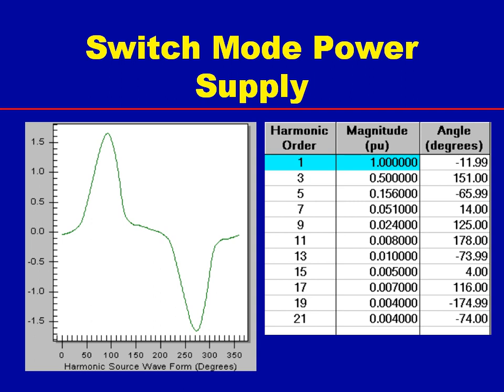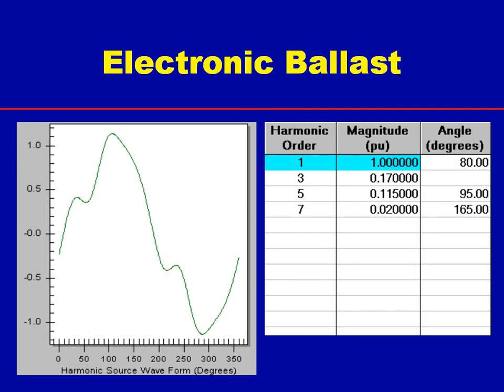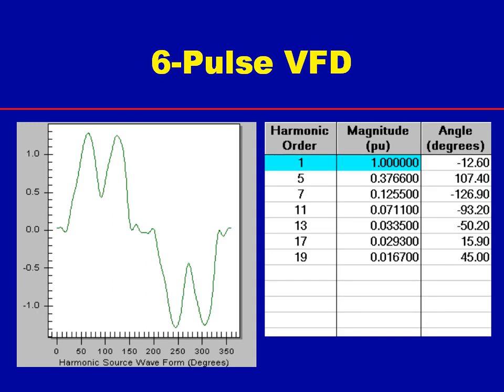Some examples of measured waveforms and harmonic content follow. The first example is a switch mode power supply, which is primarily third and fifth harmonic. Fluorescent lighting ballast is also predominantly third and fifth. A 6-pulse adjustable speed drive contains primarily 5th, 7th, 11th, 13th, 17th, and 19th harmonics.